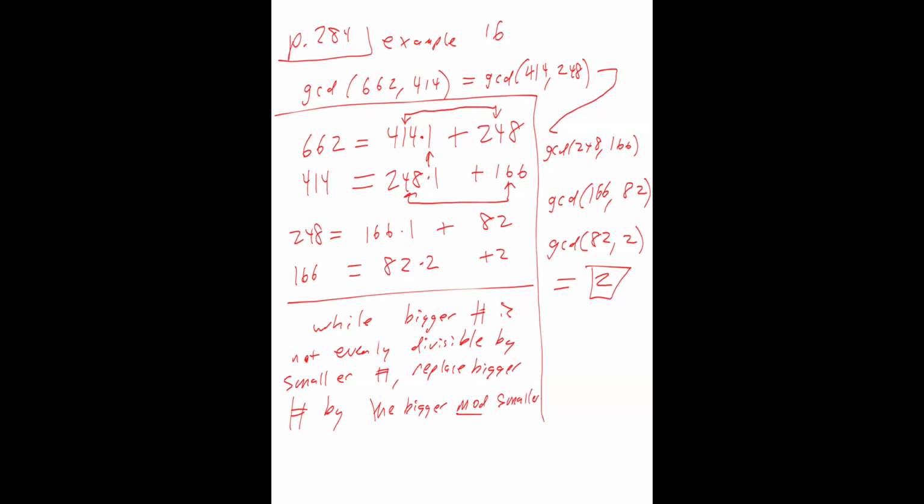And then of course, once the bigger number is evenly divisible by the smaller number, when finished, the final smaller number is the GCD, like that. So that's pretty cool. So that actually makes it very easy to write a computer program that can compute the GCD of two numbers.